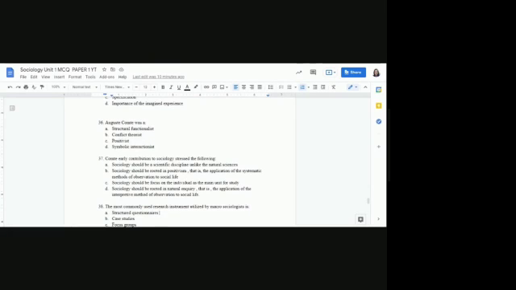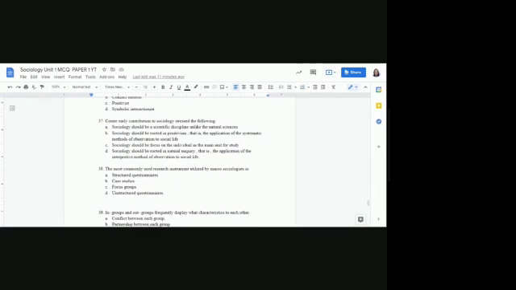Question 37. Comte's early contribution to sociology stressed the following. What did Comte stress? What was his contribution to sociology? The correct answer for this question is B. Sociology should be rooted in positivism, that is the application of the systematic method of observation to social life.